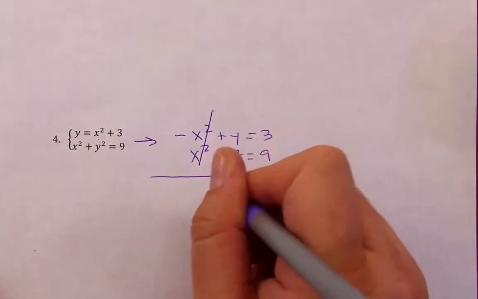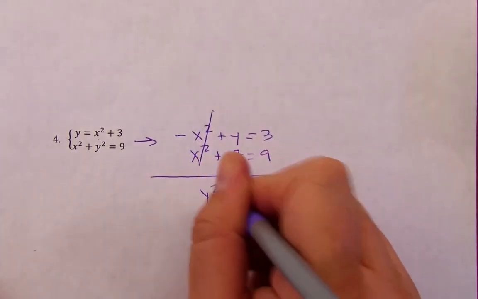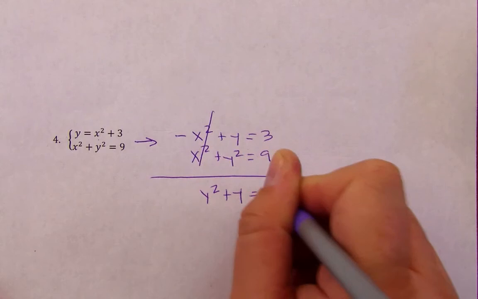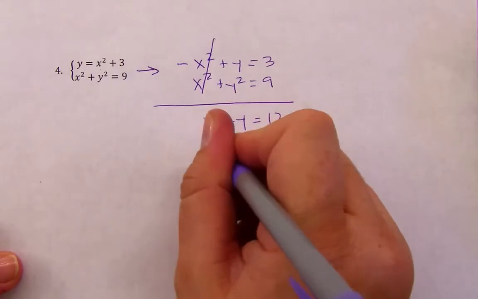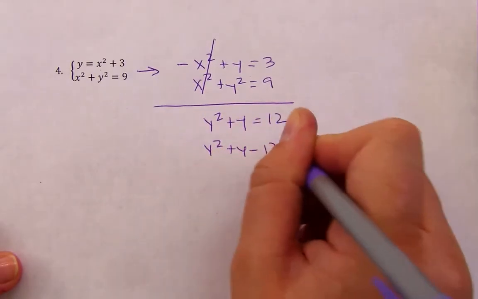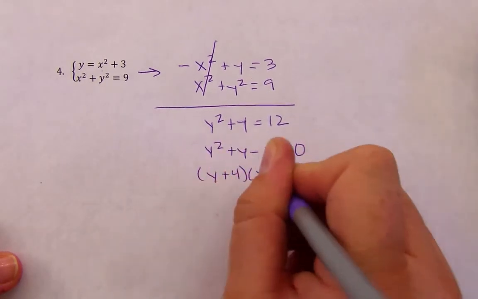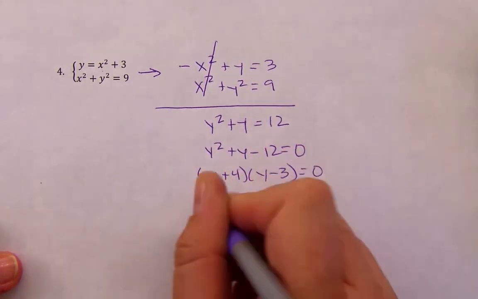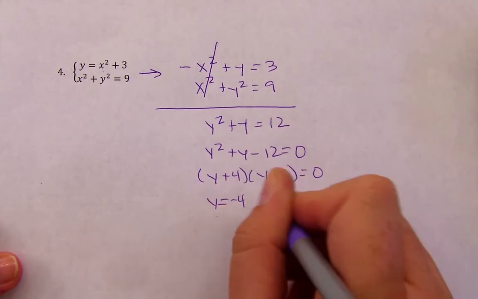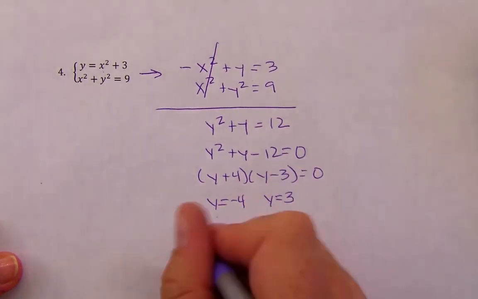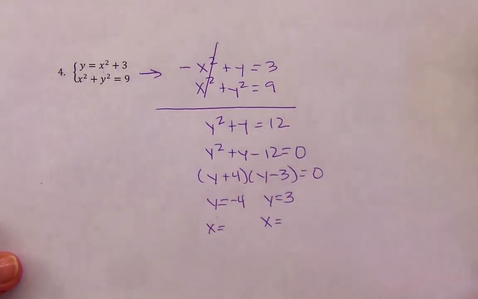If I add them together, I have y squared plus y equals 12. And bringing everything to one side, I have y squared plus y minus 12 equals 0. So that would be y plus 4 and y minus 3 equals 0. So y equals -4 and y equals 3. And now we need to find the corresponding x values.